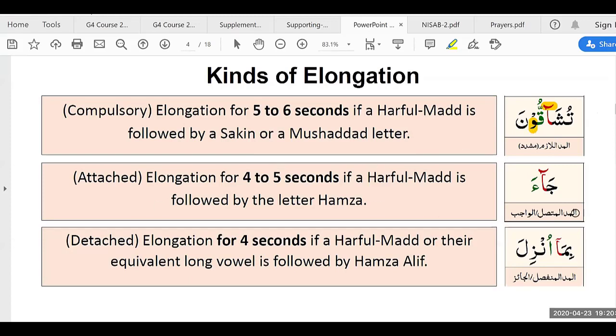Okay, so the next one is al-maddul muttasil, and it is also known as al-maddul wajib. So the rule for this is that it should be prolonged for 4 to 5 seconds if a harful mad, in this case it's alif, is followed by the letter hamza. So the letter hamza, we have to prolong this for 4 to 5 seconds. So again, I'm going to read this and please repeat after me.